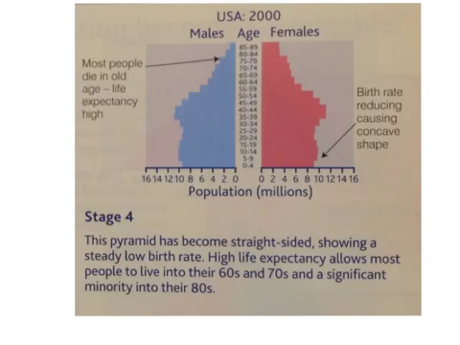Our stage 4 pyramid is a pyramid for the USA, and again in the year 2000. All of these are taken in the year 2000. This pyramid has become much straighter. Look at the sides here. It's less triangle shaped.